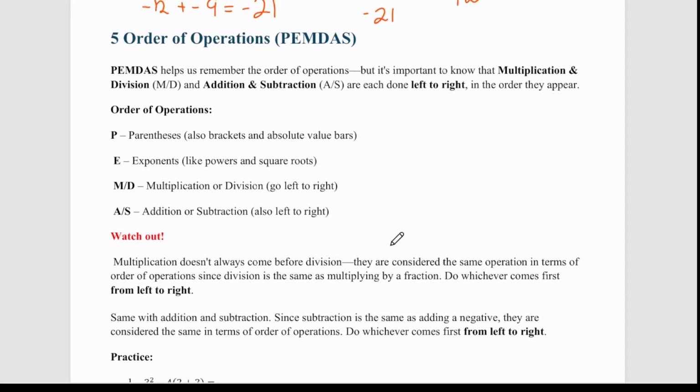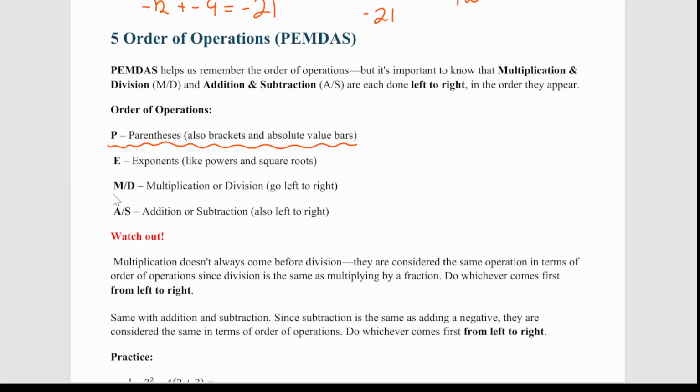Now let's talk a little bit about order of operations. For order of operations, you always want to start with parentheses. It also includes things like absolute value, which there's a whole separate video on, but whatever is inside parentheses you want to do first. Then you want to deal with any exponents.